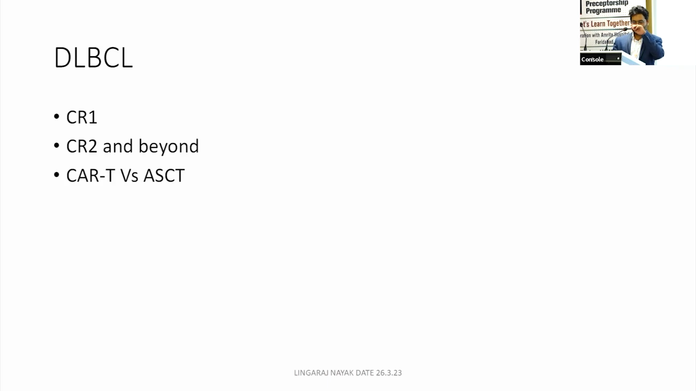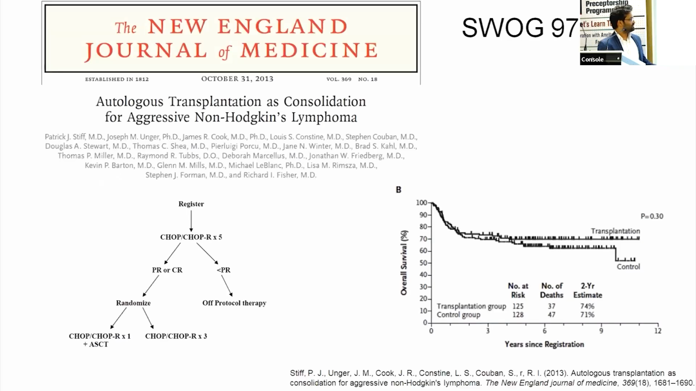For DLBCL, you have three situations: CR1, CR2 and beyond, and CAR-T. Much has already been discussed. Intuitively, for patients who are high risk or have aggressive DLBCL, you may think, why not transplant them upfront? If you think the relapse risk is high, why not transplant them? This is the SWOG data with R-CHOP backbone. Those who were PR or CR were randomized to transplant versus no transplant, and you see there is no difference, right? A very important study showing that transplant doesn't help in CR1.